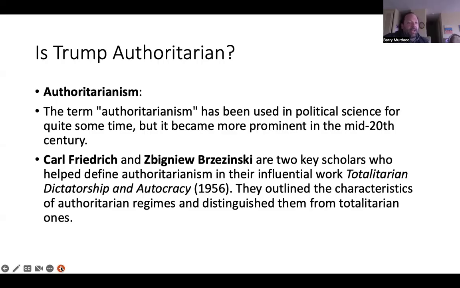Now, if you look at the history of the term, especially as it's used in modern day political science, it has a very interesting history. They didn't necessarily invent the term, but for example, Karl Friedrich and Zbigniew Brzezinski, I'm not sure if I'm saying his first name correctly, are two scholars who helped define authoritarianism in their influential work, Totalitarian Dictatorship and Autocracy, from 1956. This is right at the peak of the Cold War. And both these guys were unabashed cold warriors. They were very much invested in the U.S.'s conflict against the Soviet Union.